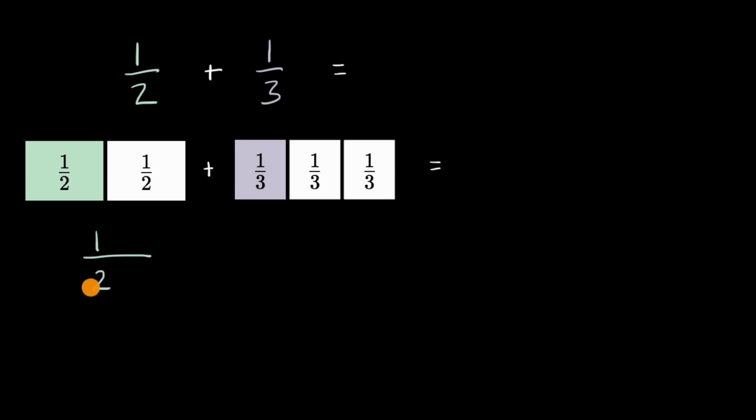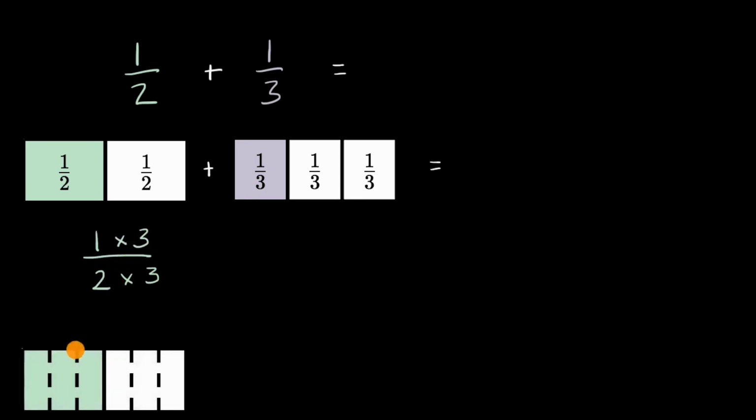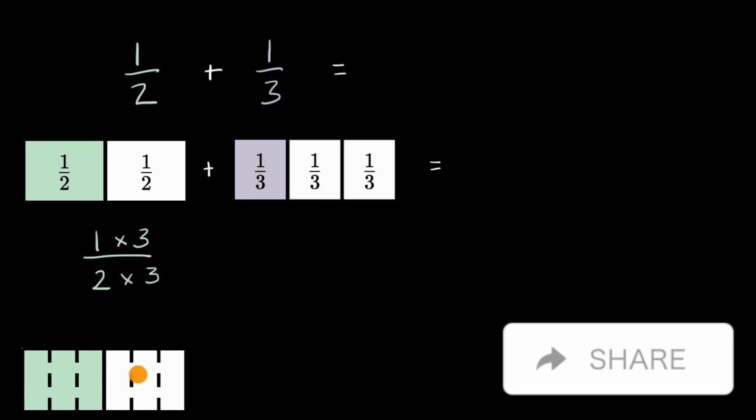Well, if I want to express it in terms of sixths, to go from halves to sixths, I would have to multiply the denominator by 3. But if I want to multiply the denominator by 3 and not change the value of the fraction, I have to multiply the numerator by 3 as well. To see why that makes sense, think about this. What we have in green is exactly what we had before, but now by multiplying the numerator and the denominator by 3, I've expressed it in sixths.